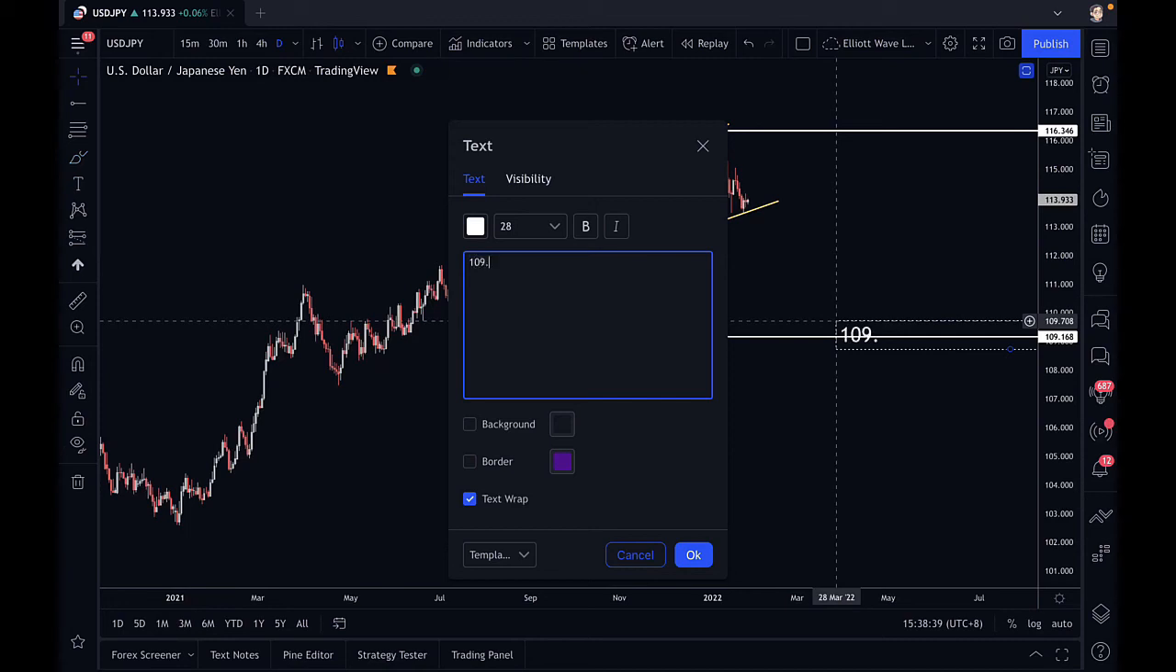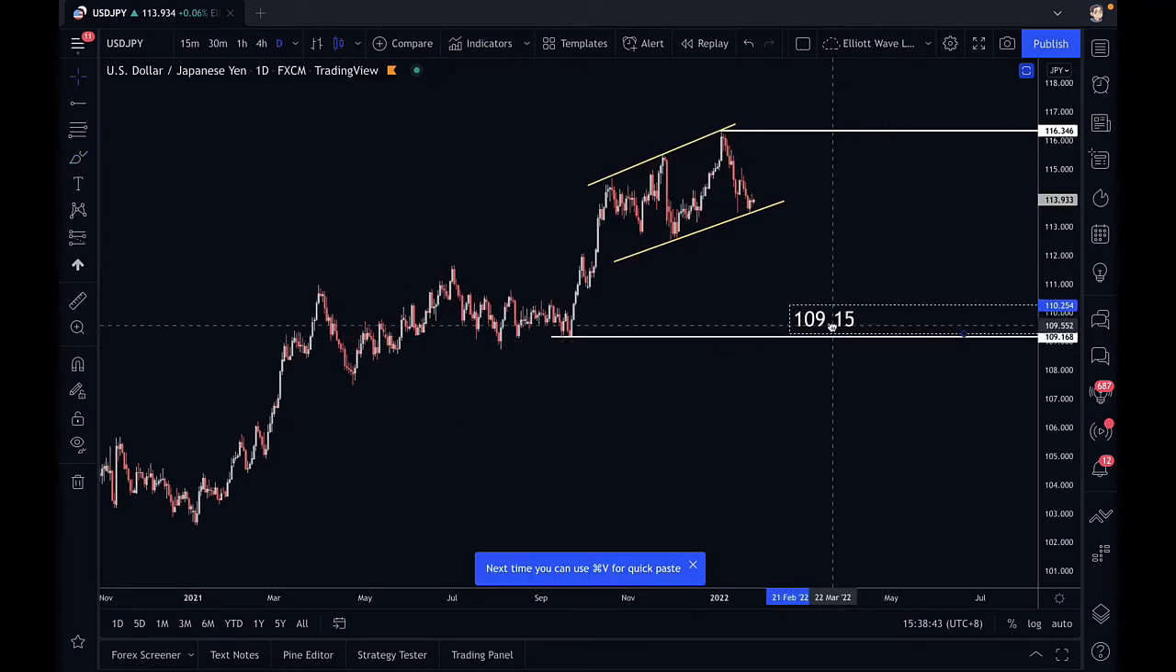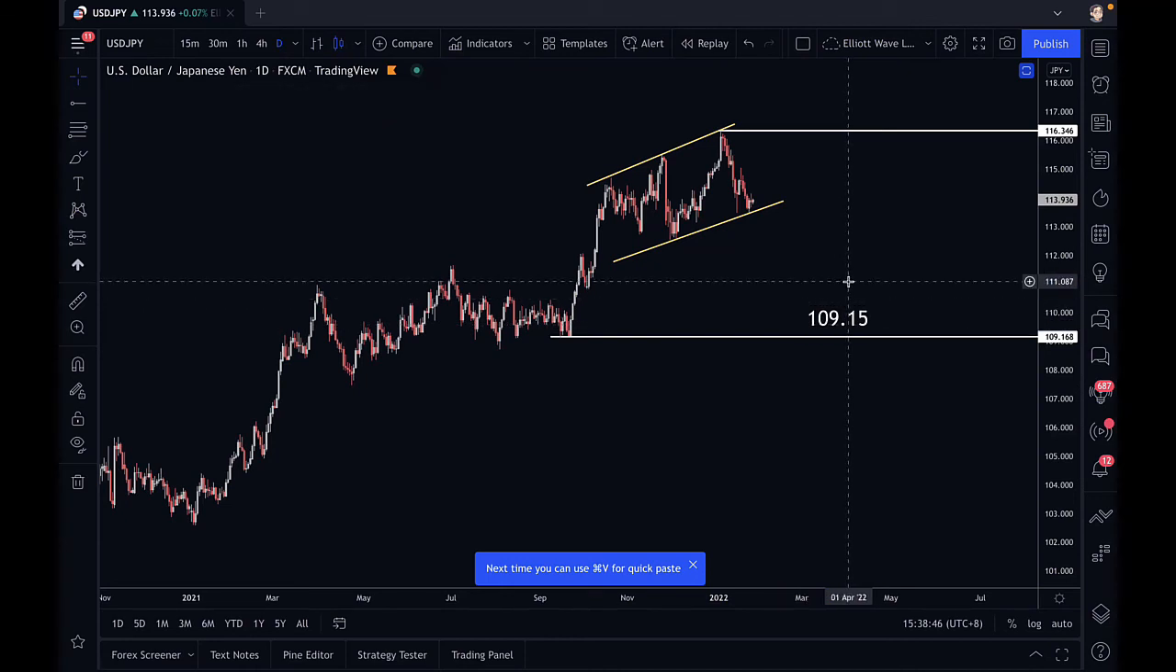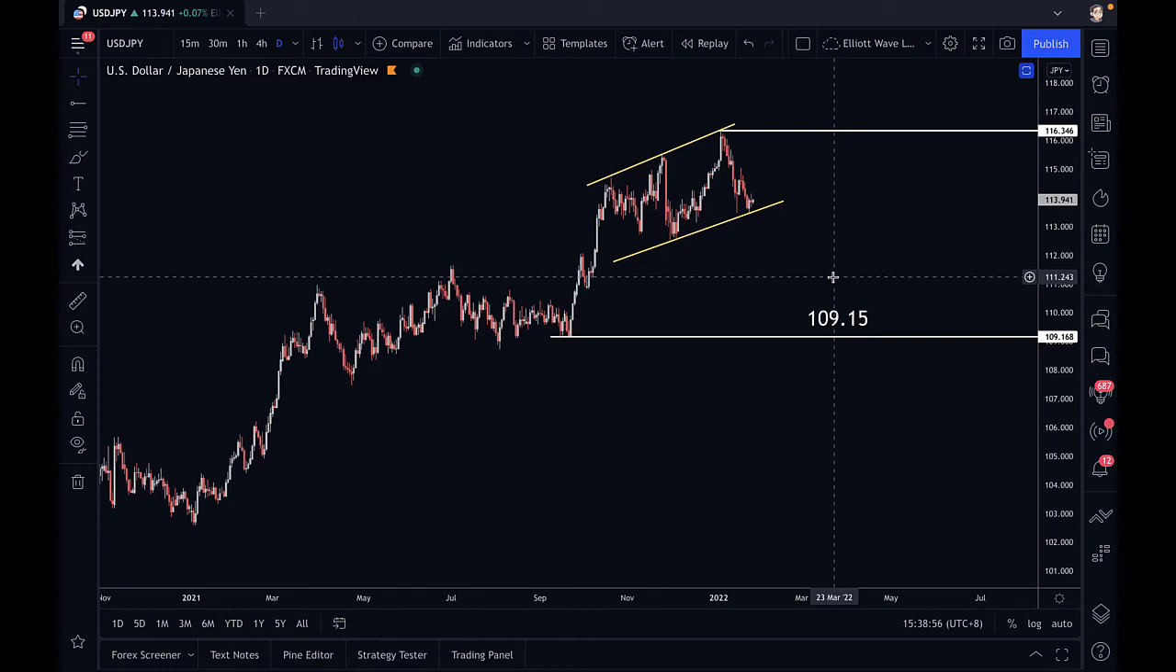So overall, I would say the direction you want to primarily focus on is the downside, and the level that you can look out for as a potential target is somewhere around 109.15. Of course, it really depends on the strategy, how you're going to use the execution method to get involved in it. Overall direction, I think in dollar yen, you want to first look out for sell opportunities.